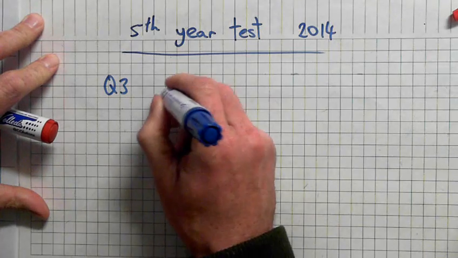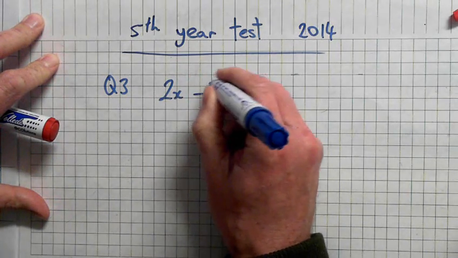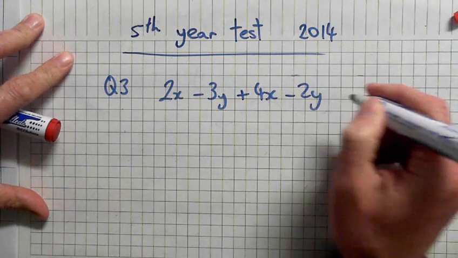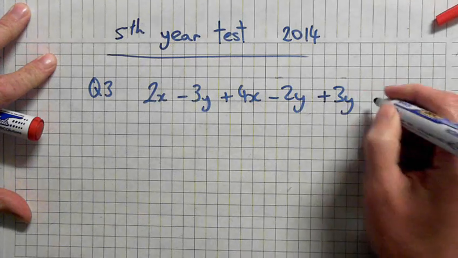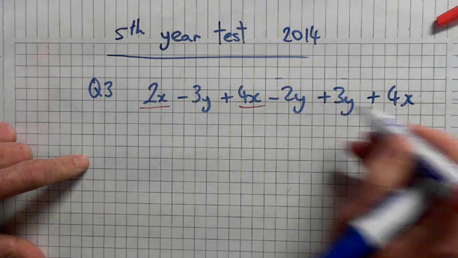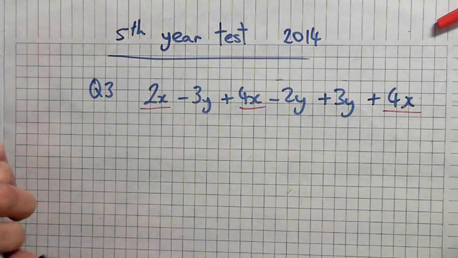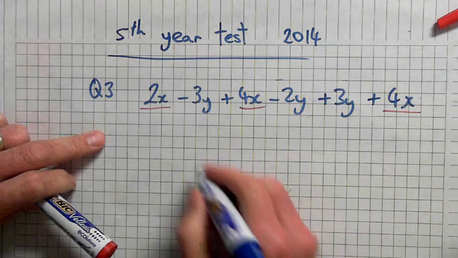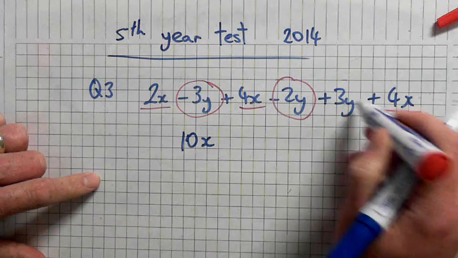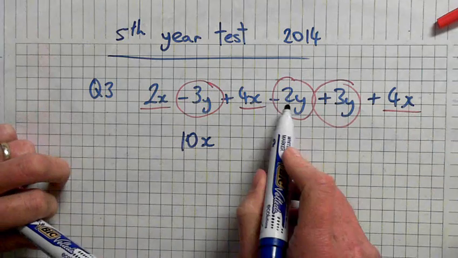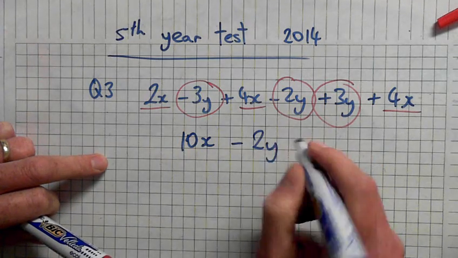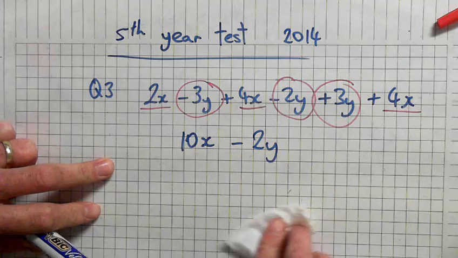Question 3. You had 2x minus 3y plus 4x minus 2y plus 3y plus 4x. So the best thing to do is just underline the x's. If you add all of the x's, you get 2 plus 4 plus 4, 10x, and then the y's. So you got minus 3y minus 2y is minus 5, and plus 3y minus 2y. The next one.